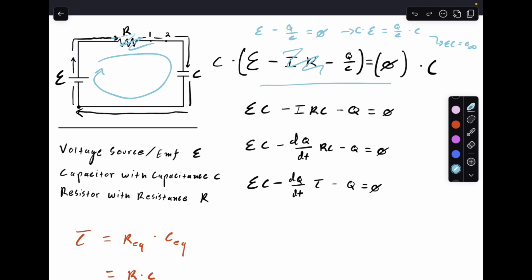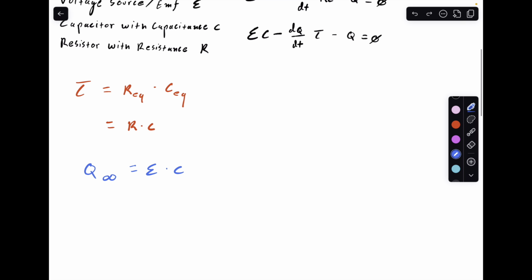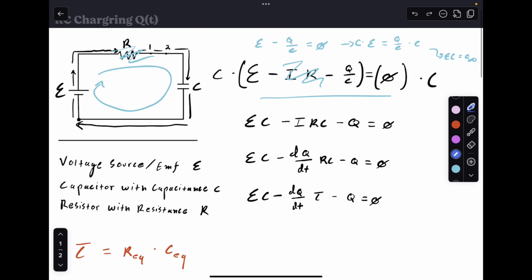And the reason why I wrote Q infinity and not just a regular plain old Q is because in taking that voltage drop, IR, from the resistor out of the circuit, out of the Kirchhoff's loop rule, I'm identifying the loop rule for when max charge is reached. Because only when max charge is reached can you take that voltage drop from the resistor out. So hopefully that makes sense, and now you can see why Q infinity is equal to epsilon times C.